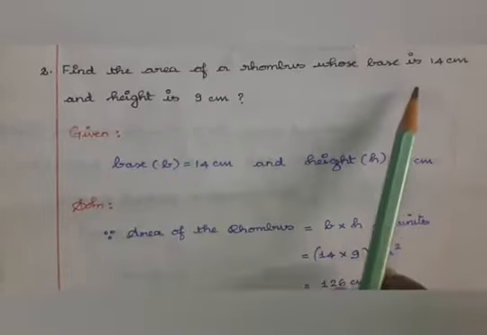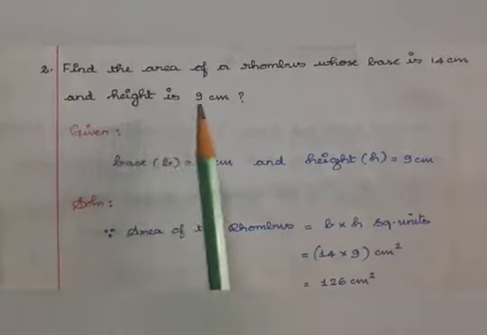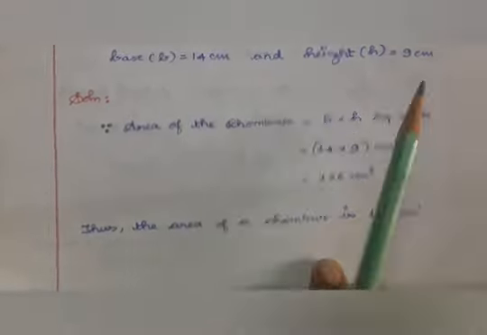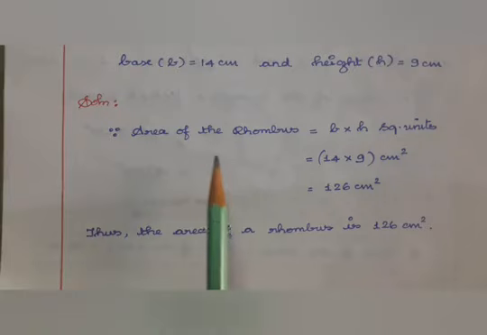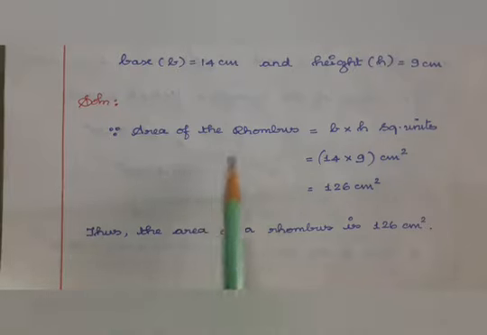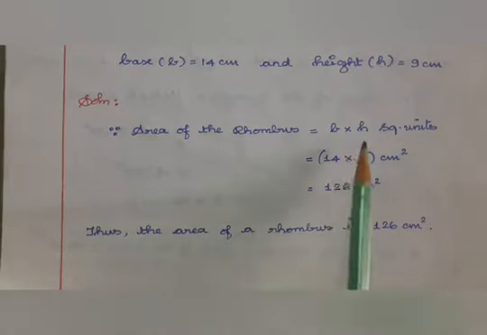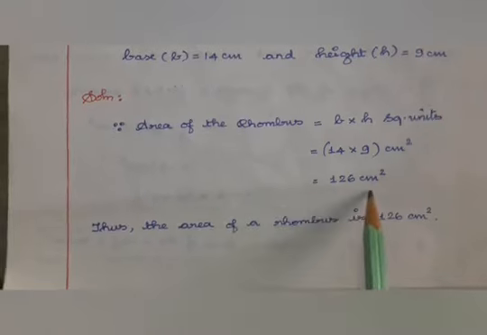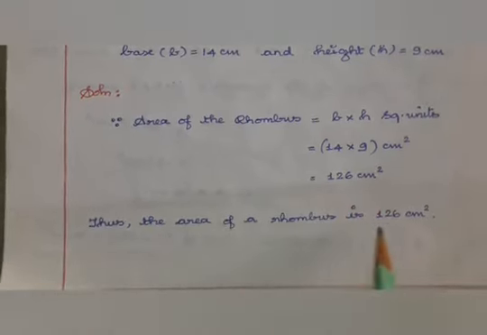Next we'll see a problem from rhombus. Find the area of the rhombus whose base is 14 centimeters and height is 9 centimeters. Given base 14 centimeters and height 9 centimeters. To find the area of the rhombus, we go with the formula base into height, square units. Base is 14 and height is 9, therefore 126 square centimeters. Thus the area of the rhombus is 126 square centimeters. Clear? Yes.